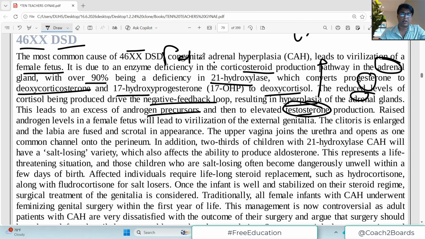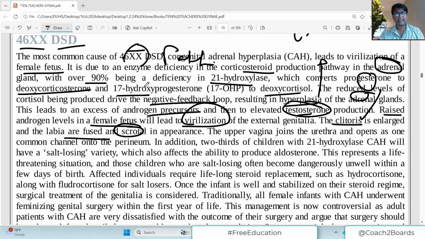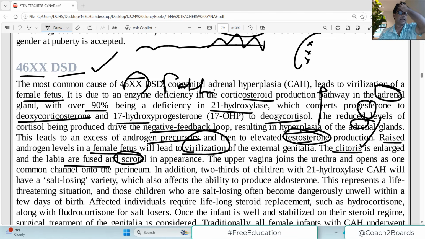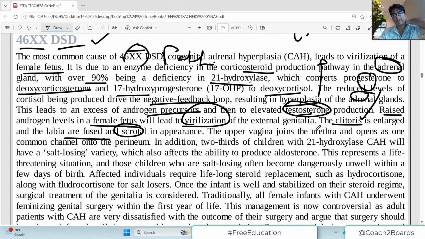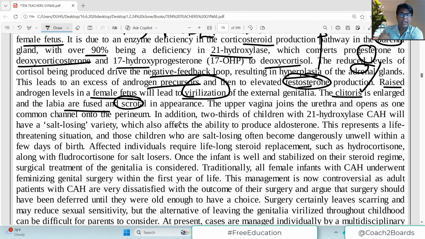Recall my lectures from pathology and physiology where we talk about congenital adrenal hyperplasia. Raised androgen levels in females will lead to virilization. The female patient looks like a male: the clitoris is enlarged, sometimes mistaken for a penis, and the labia are fused. It looks like a scrotum. So this is the first disorder in which you are looking at a female patient and the external genitalia look like those of a male person.